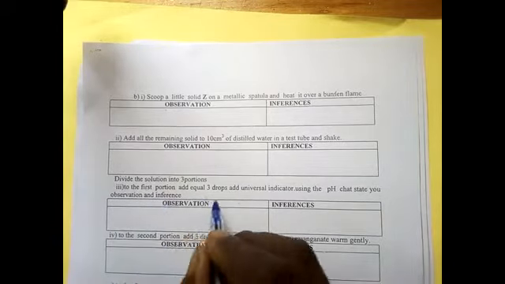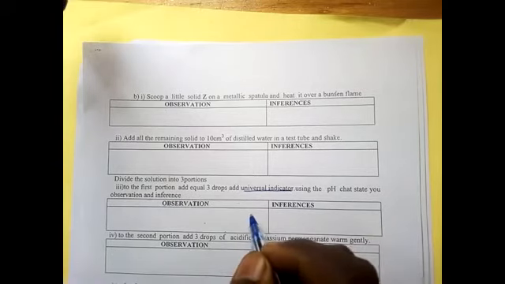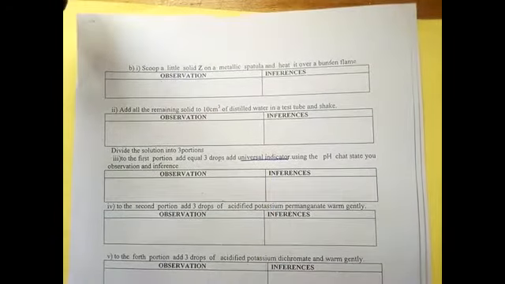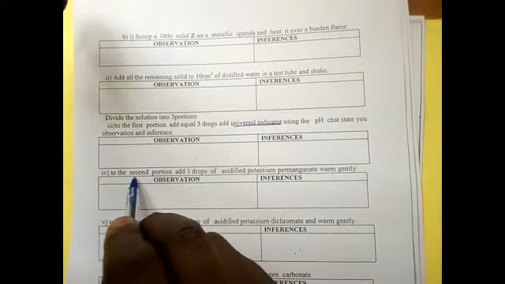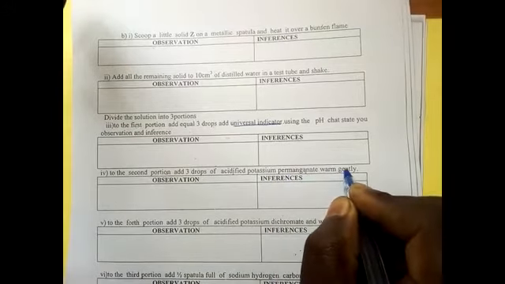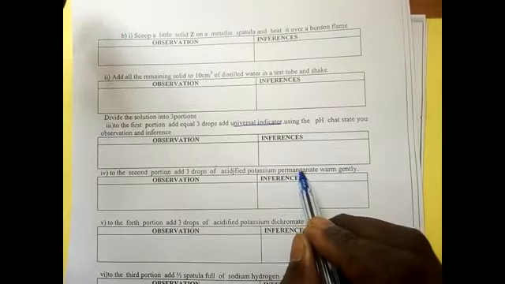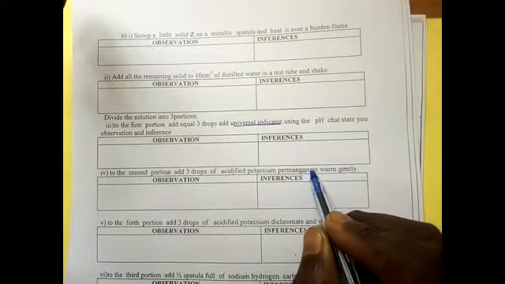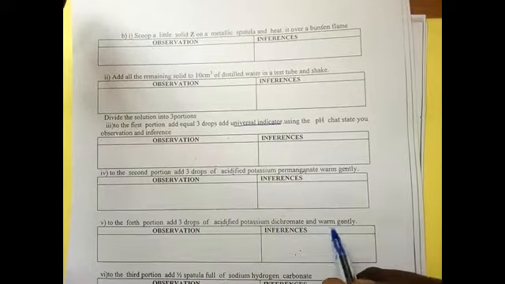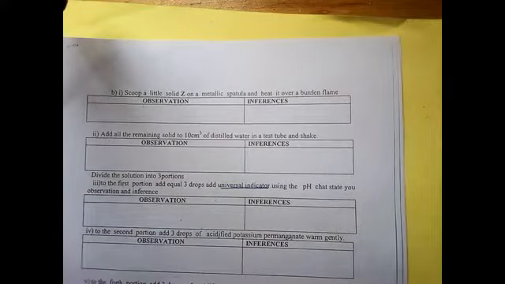To the first portion, add 3 drops of the universal indicator. Now, universal indicator is used to test for the strength of the acid. So we move ahead and continue. To the second portion, add acidified potassium permanganate, warm gently. Yes, that one is almost confirming to us that this is organic chemistry. And then lastly, we can check here acidified potassium dichromate, warm gently. Now that one we know. Here we are going to infer, given the double bond, the functional groups of the compound.